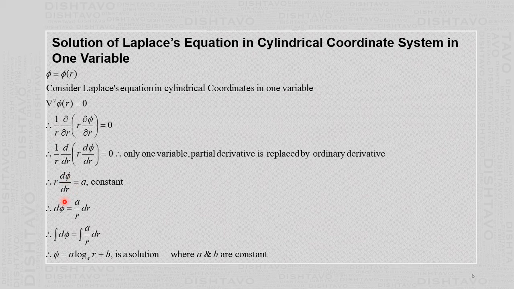Then we write d phi equal to, dr is taken here, r is taken below, so we get a by r dr. Integrate both the sides, so integral of d phi equal to integral of a by r dr, and the integral of d phi is phi and a comes out, so integral of 1 by r is log of r to the base e, plus b is a constant of integration. So phi equal to a log r suffix e plus b is a solution of this Laplace equation in cylindrical coordinate system in one variable. So here a and b are constant.